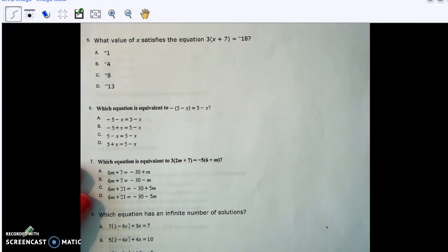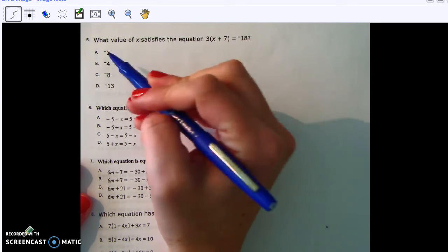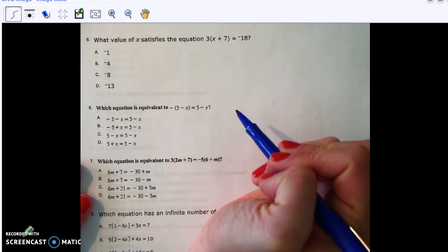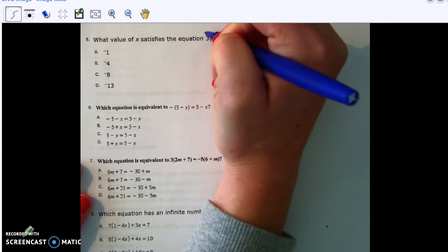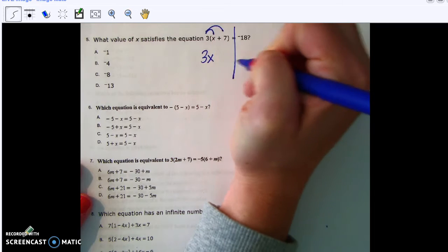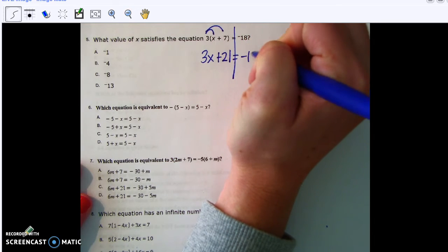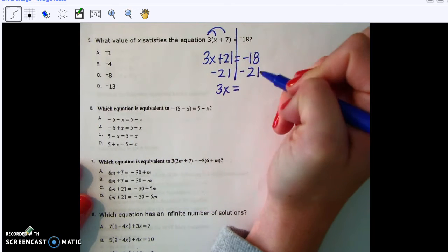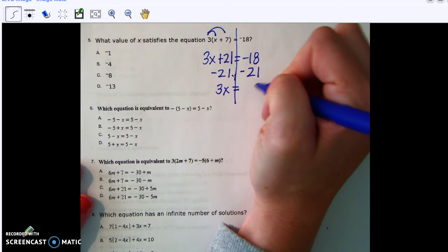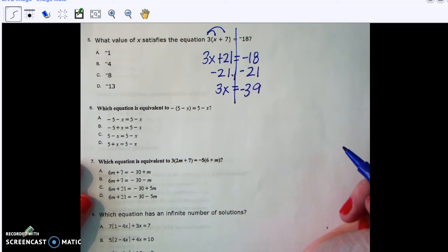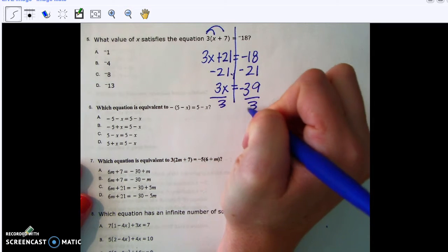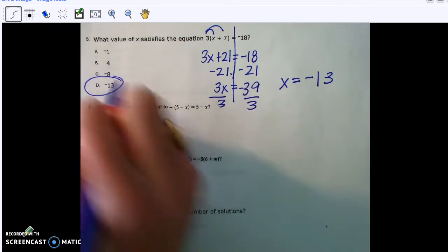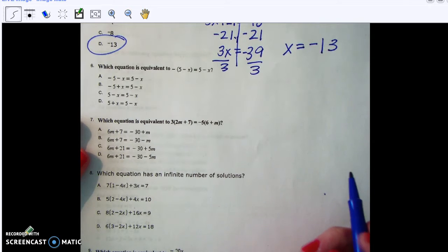Number 5, which value of x satisfies the equation? What I would do is you could either substitute each value in for x and see which one gives you negative 18, or you can solve this equation. So 3 times x is 3x, 3 times 7 is 21 equals negative 18. I'm going to subtract 21 from both sides. 3x is equal to negative 18 minus 21, which is negative 39. Divide both sides by 3. So x is equal to negative 13. D.